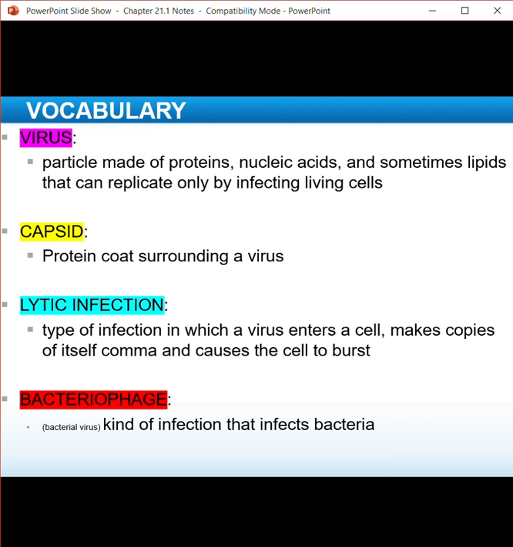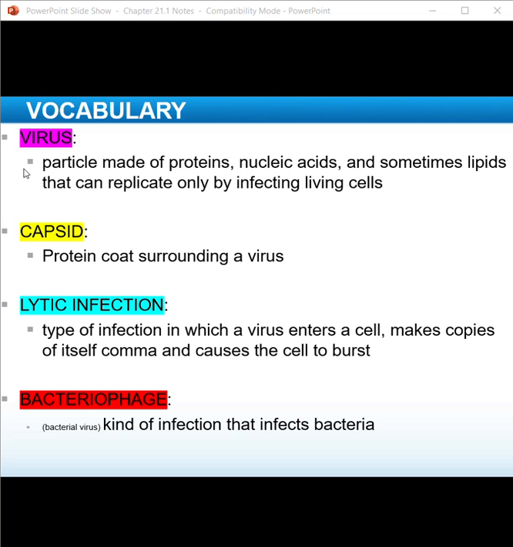So, we have a little bit of vocabulary. If I were you, I would pause. I definitely want you to write this down. You know how I am about vocabulary, so go ahead and take out your notebook and write these down. The first four are virus, next is capsid, next is lytic infection, and fourth is bacteriophage. Now, let's start off with virus.